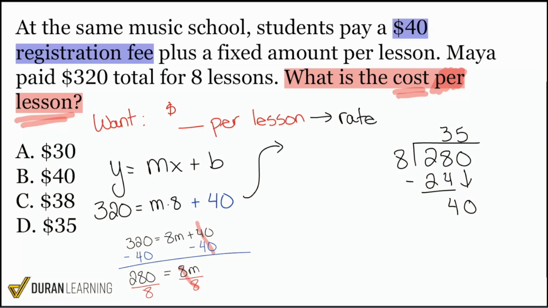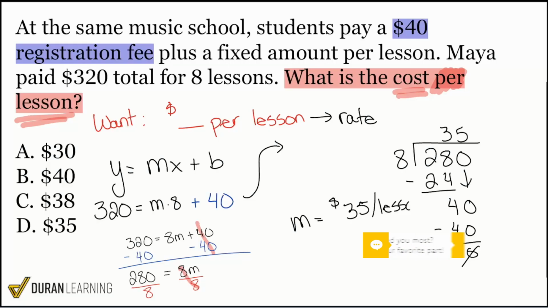So we subtract the 40 to show that there is no remainder, and we're good. There is m. m is $35 per lesson. Exactly what we were looking for at the beginning. And so our correct answer here, my friends, is answer choice D, $35 per lesson.